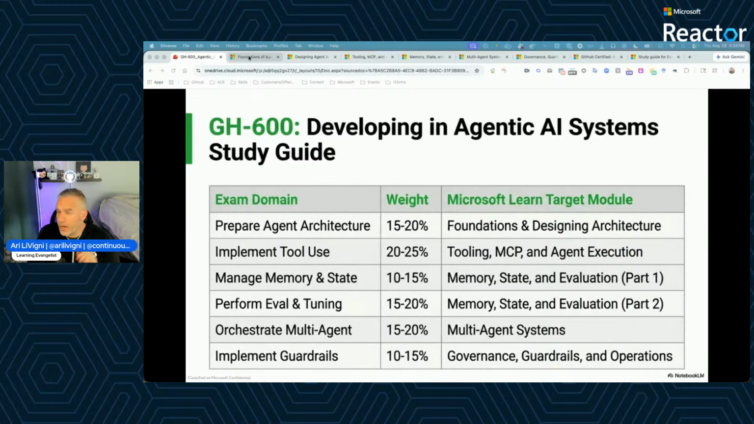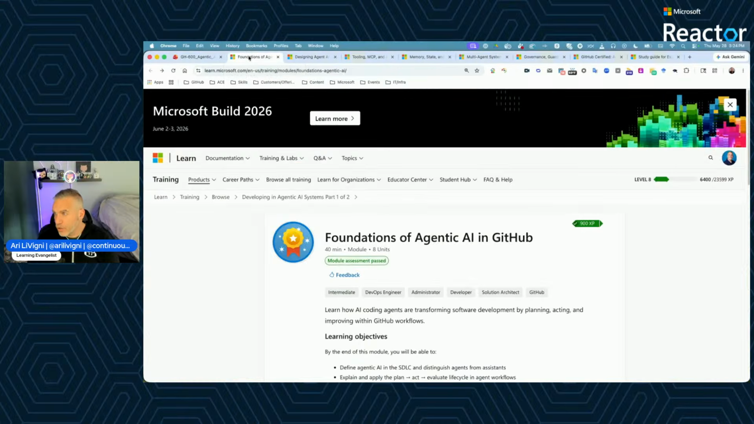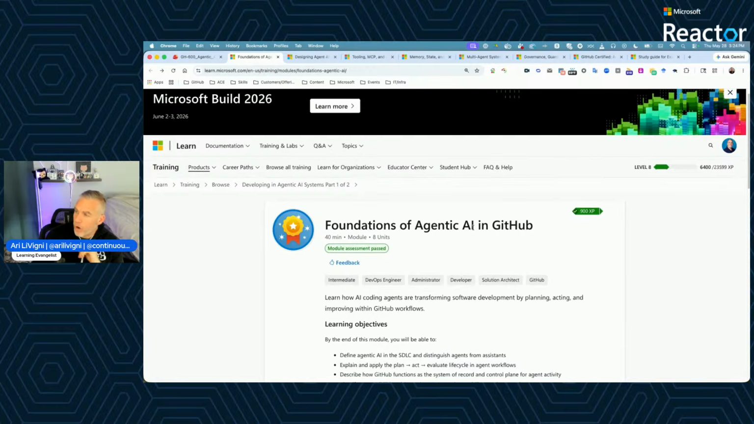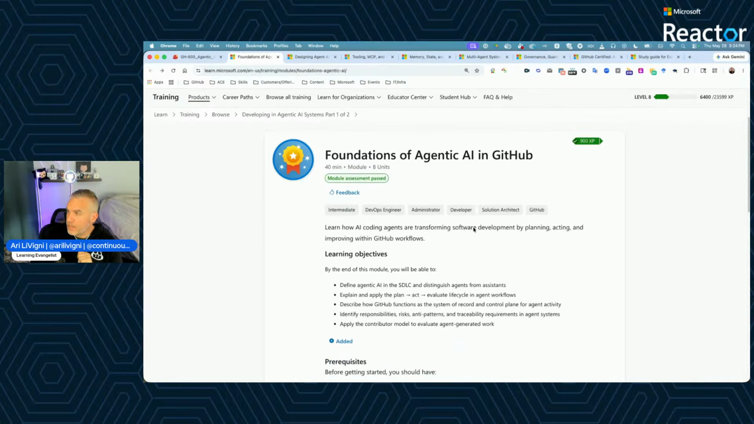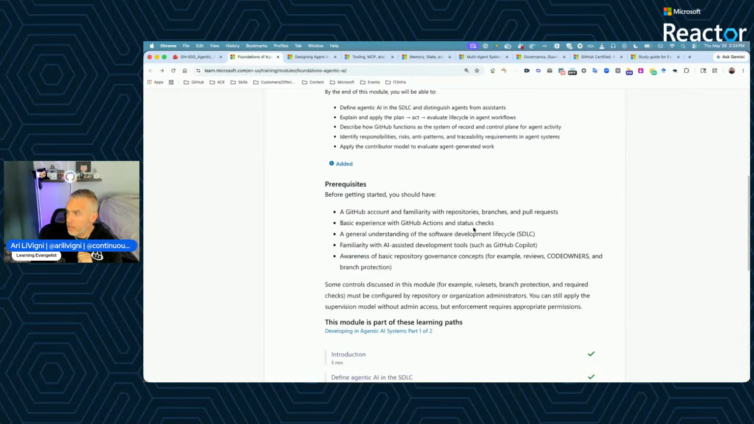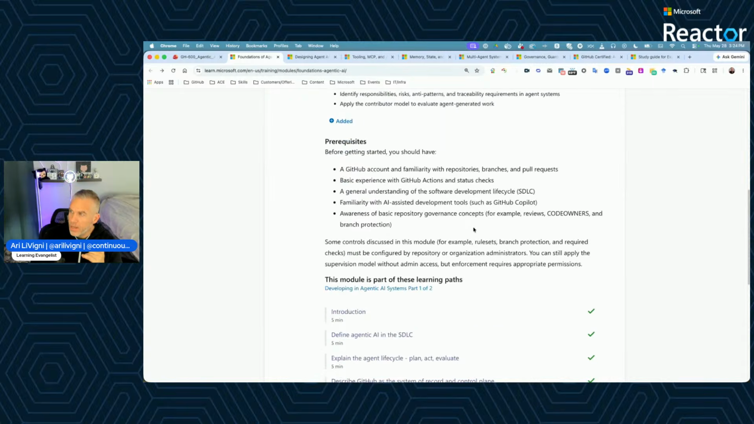I know Anna already shared, and it's in the description, the different Microsoft Learn modules. I'm going to talk and walk through these real quickly. I walk through them myself. There's a knowledge check in each one of these. Yeah, so let's get into it. It tells you what the prerequisites are for these.